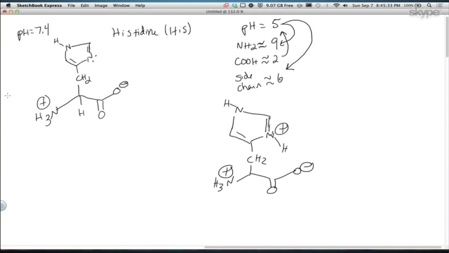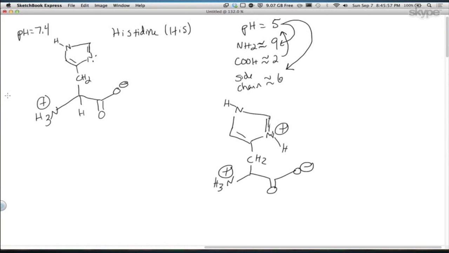So let's see, where were we? Let's go back to physiological conditions. Under physiological conditions, what type of side chain does histidine have? I would say polar. Yeah. Is it positively charged? No. But here's where things are a little bit tricky.